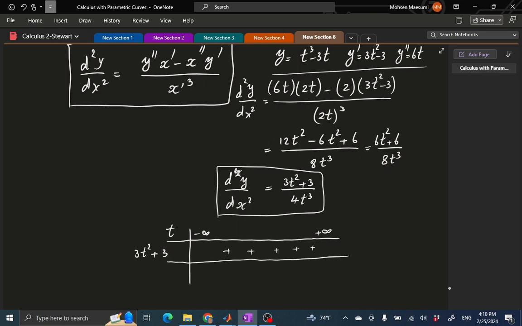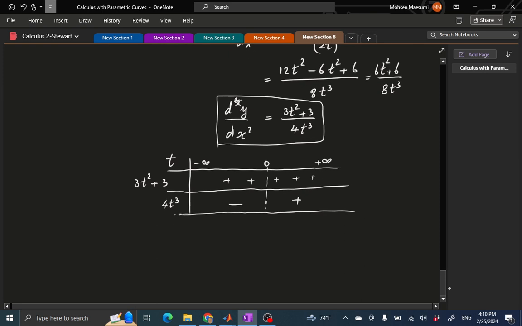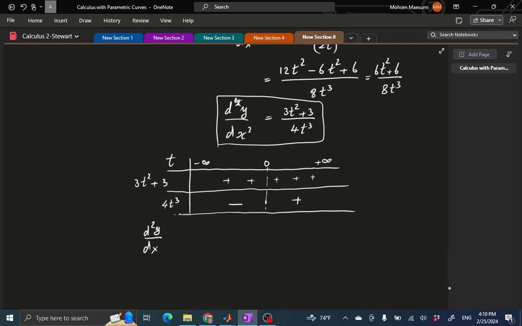How about 4t cubed? At 0, it changes its tune. Before we hit 0, for all these negative values, this is negative, and afterwards it's positive. In between, you're dividing by 0 at that point, so if you're trying to measure concavity, you have a bit of an issue. Overall, the second derivative d2y/dx2, the ratio of these quantities, is negative first and positive later.